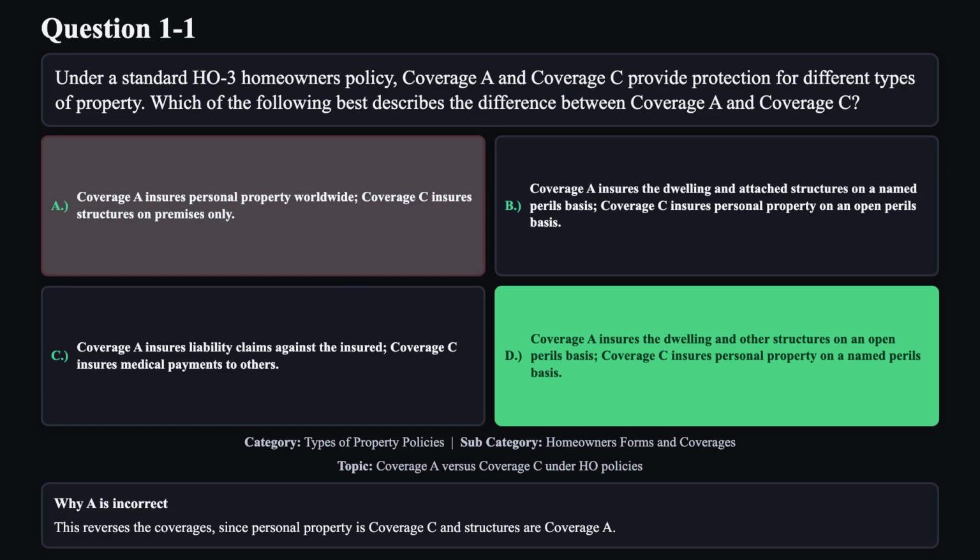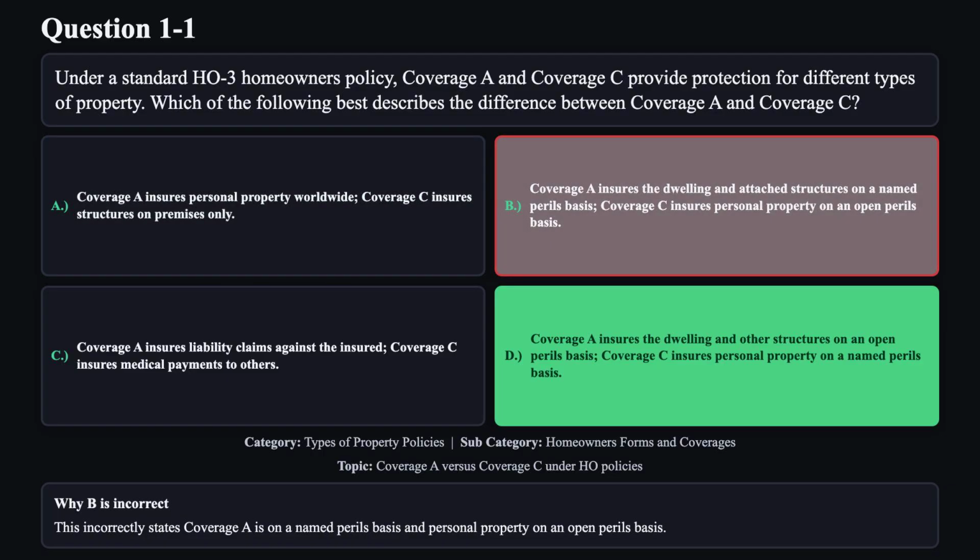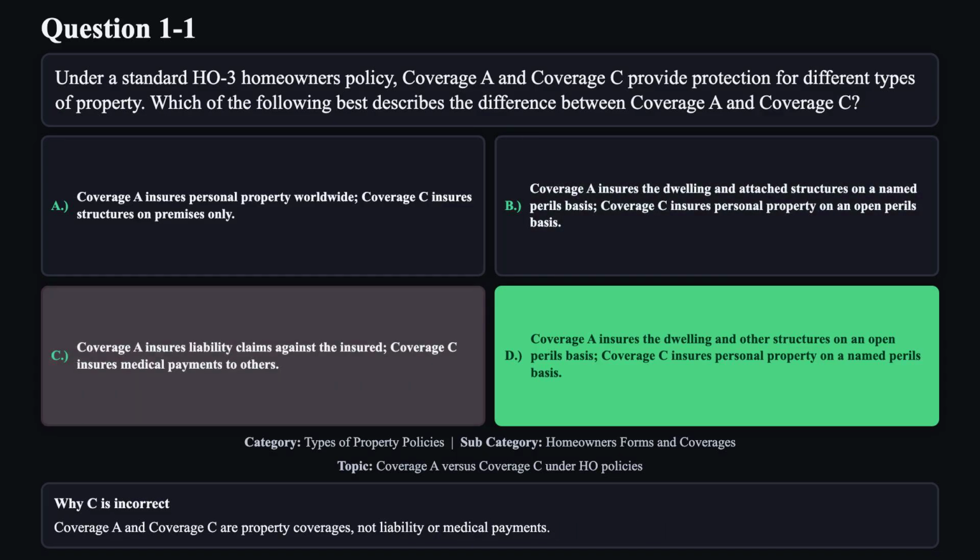Reason A is not correct. This reverses the coverages, since personal property is Coverage C and structures are Coverage A. Reason B is not correct. This incorrectly states Coverage A is on a named perils basis and personal property on an open perils basis. Reason C is not correct. Coverage A and Coverage C are property coverages, not liability or medical payments.